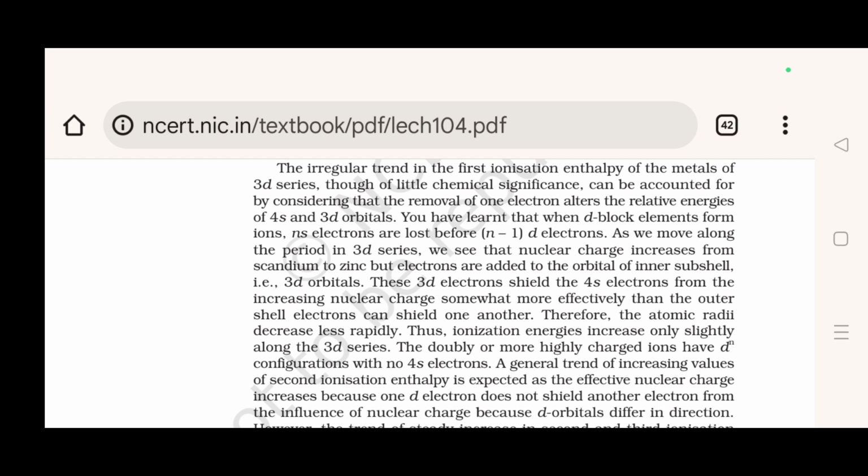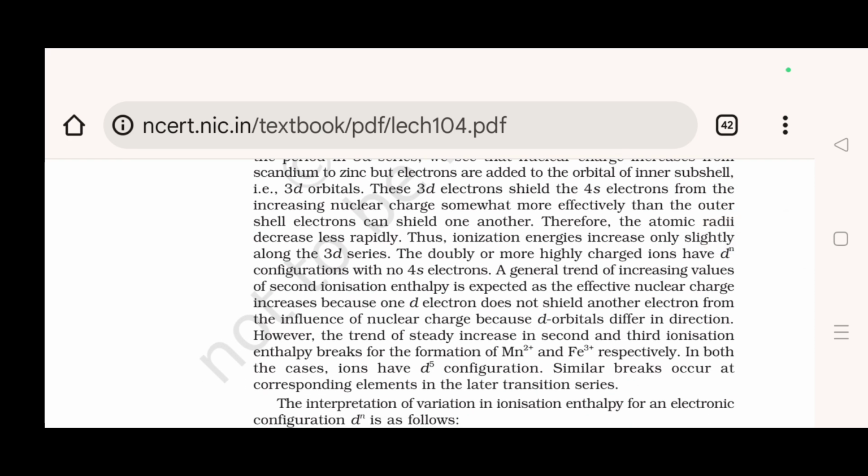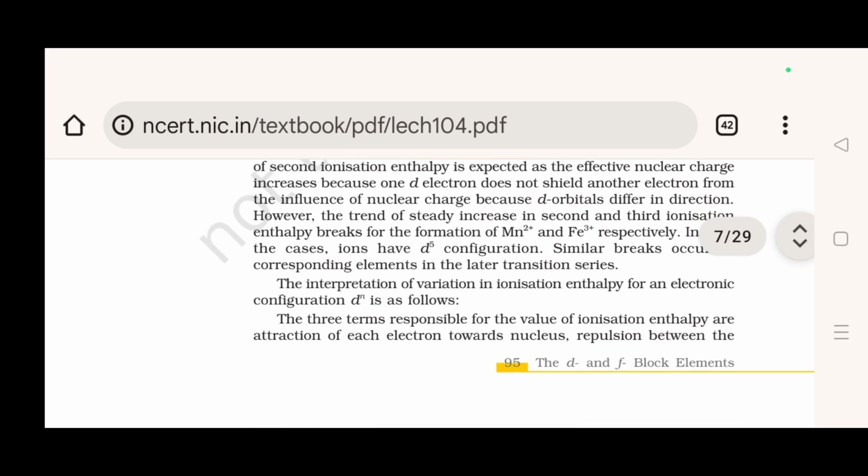A general trend of increasing value of second ionization enthalpy is expected as the effective nuclear charge increases, because one d electron does not shield another electron from the influence of nuclear charge, because d orbitals differ in direction. However, the trend of steady increase in second and third ionization enthalpy breaks for the formation of Mn2+ and Fe3+ respectively. The interpretation of variation in ionization enthalpy for an electronic configuration dn is as follows.